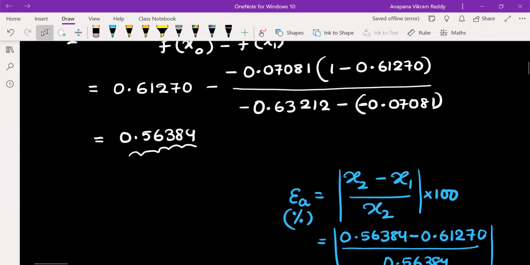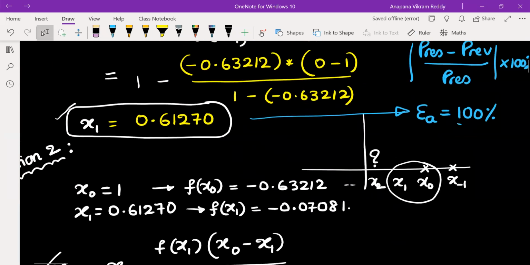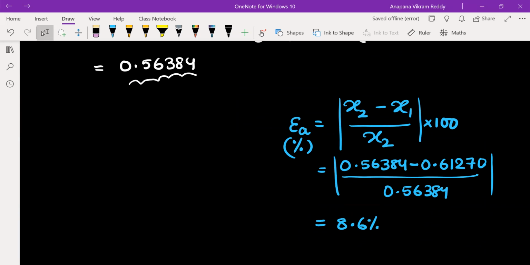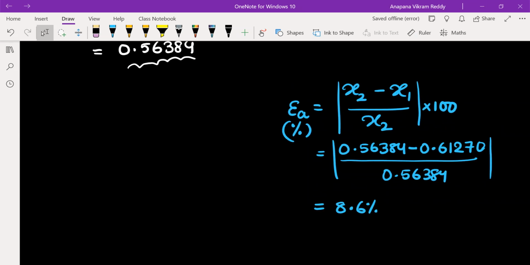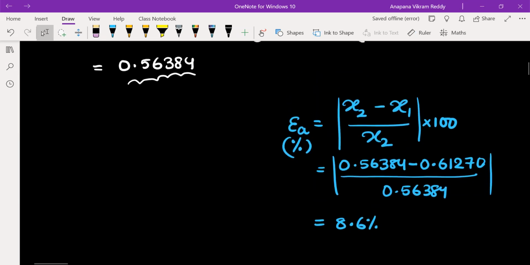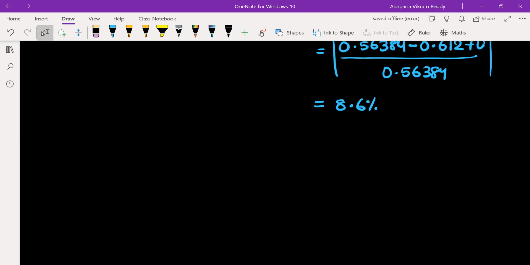From 100% in the first iteration, we came down to 8.6% here. It is excellent, right? It's converging very fast. All the way from 100 to 8.6. So we could say even the secant method follows quadratic convergence, which means it's really fast. Unlike the bisection method and false position method, which follow linear convergence, where from iteration to iteration you see a progressive decrement in the error, but not a sudden one. But with these open methods, you can see a drastic decrement in the error.